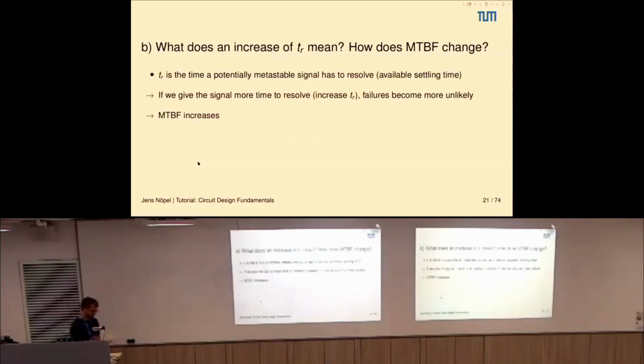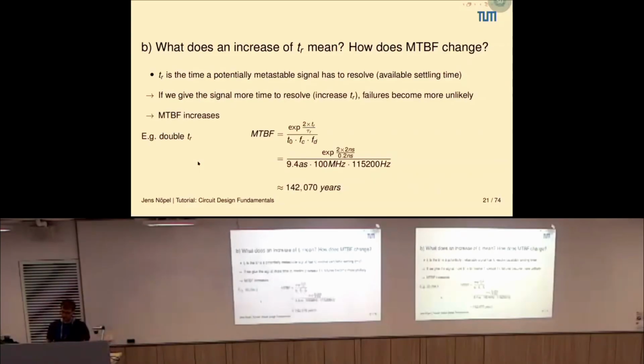And here, for example, we had a description what tau r, TR means, which is the time a metastable event has to be resolved, so the available settling time without causing a metastable issue. Then we had a look what happens if we increase the time, so obviously the time between failures increases, and also showed that using some numbers.